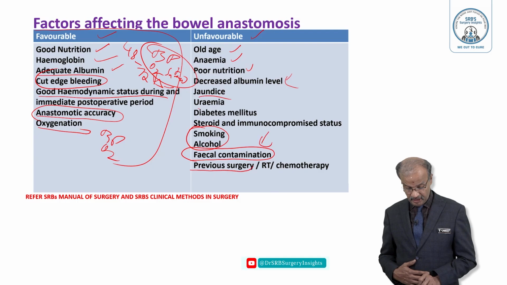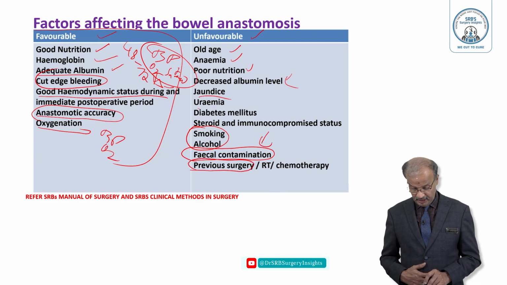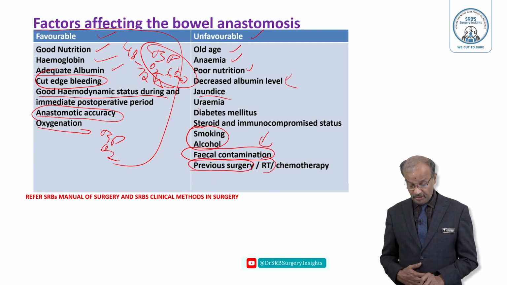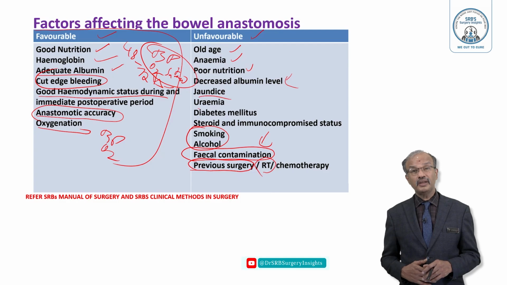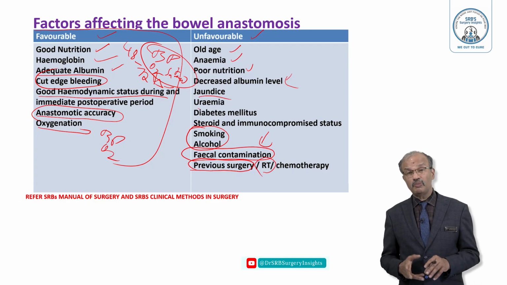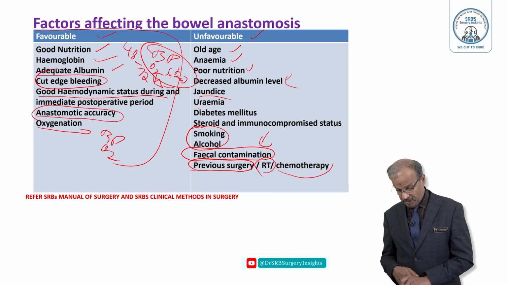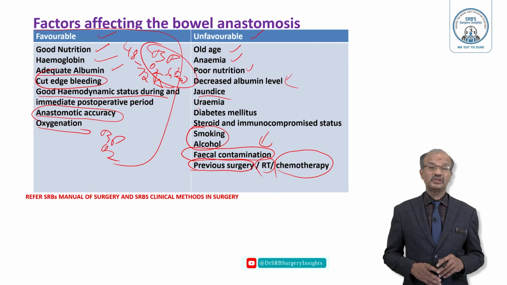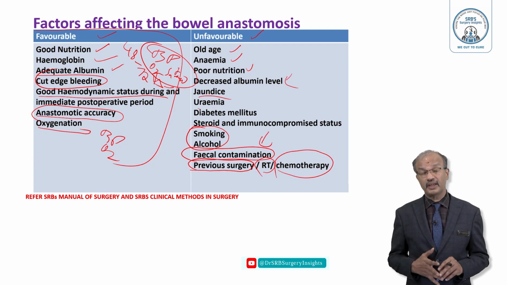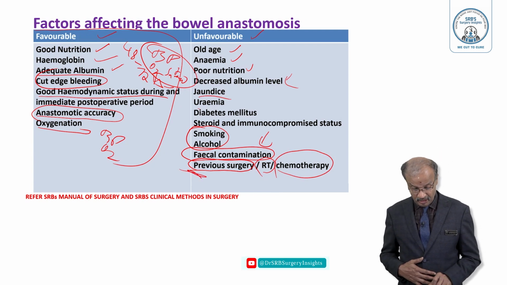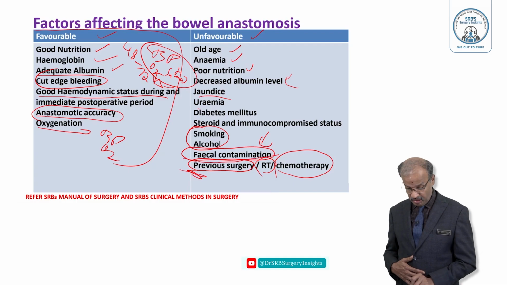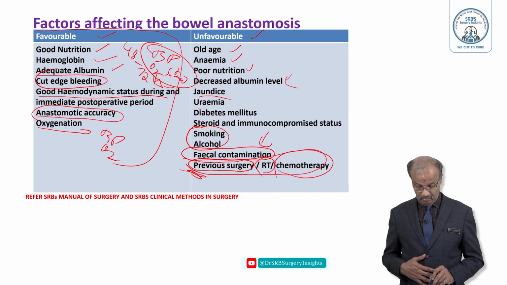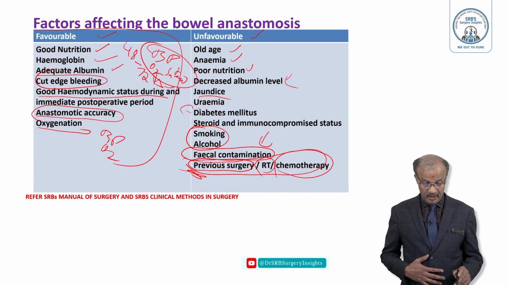Of course, previous surgery often makes it difficult to dissect. With previous radiotherapy, poor blood supply will be there, healing will be difficult, and scarring will be difficult. Chemotherapy reduces the healing capacity. Poor anastomosis can lead to a leak. So all these things are the most important factors. Some of these factors are not within our hands, but other things we will be able to manage to a certain extent, though not diabetes and uremia.